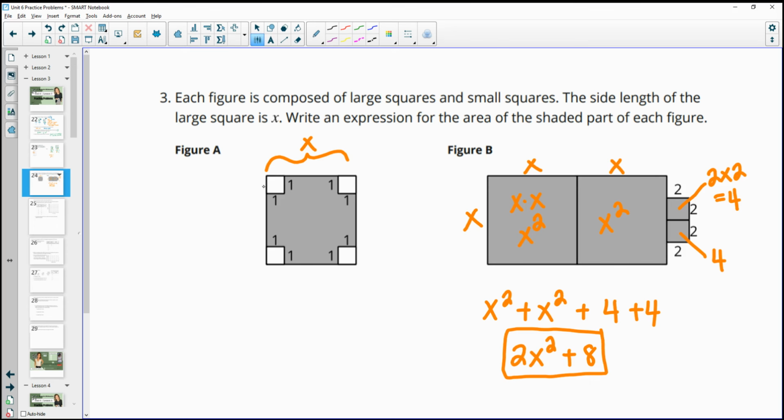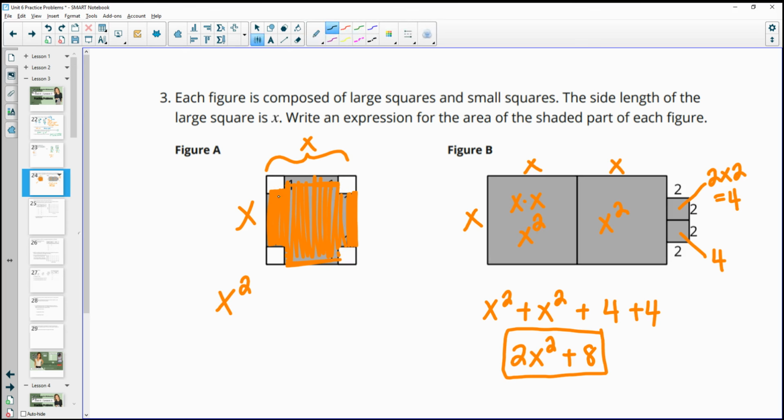Now for figure A, you can think of it as like we are shading in this whole thing, okay? So if I found the area of this whole entire section here, that's an x by x box, right? So that whole area there is x squared, x times x. Then we have these little pieces right here that are removed, okay? And removing in math is subtracting. And so we're subtracting each of these little boxes away.